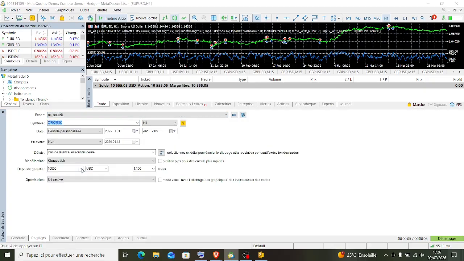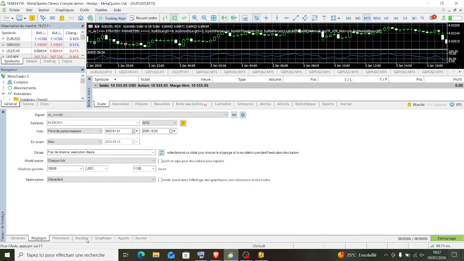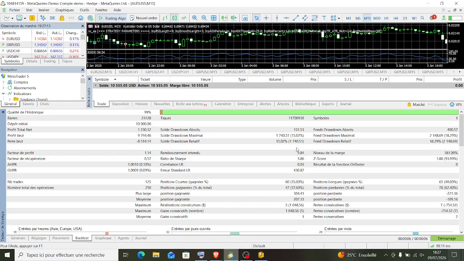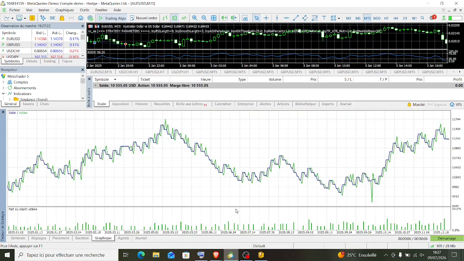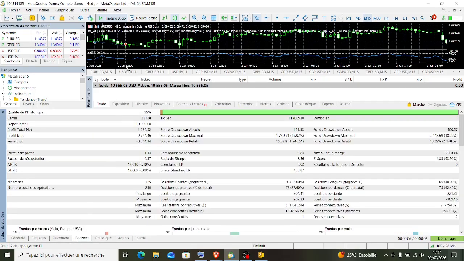This is where the data gets exciting. Profit factor 1.14. Gross profit $9,744. Net profit $1,230. But look at the risk-adjusted metrics. Sharpe ratio 3.86. This is elite. It means the equity curve is almost a straight line up. Max drawdown 15.02%. Higher than EURUSD, but justified by the returns.